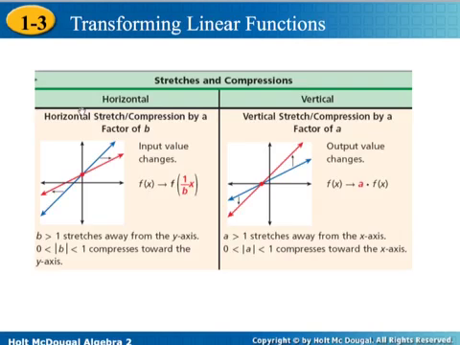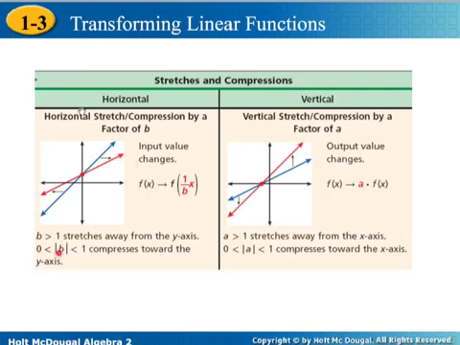So in order to do a horizontal stretch or compression, you need to change the input. Horizontal, input. Vertical, output. So for vertical, we're going to change the coefficient of our function, whereas for horizontal, we're going to change the input value, the x value here. So if b is greater than 1, then we're going to pull away from the y value. Another way to describe pull from the y value is that it's going to get flatter. It's going to get flatter as we pull.